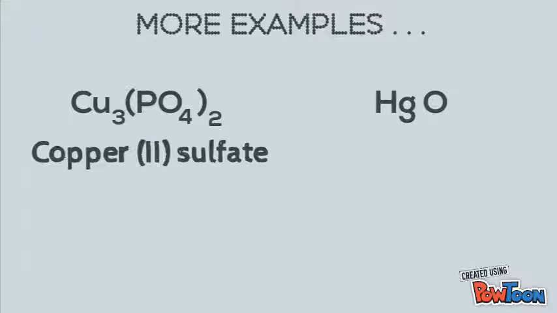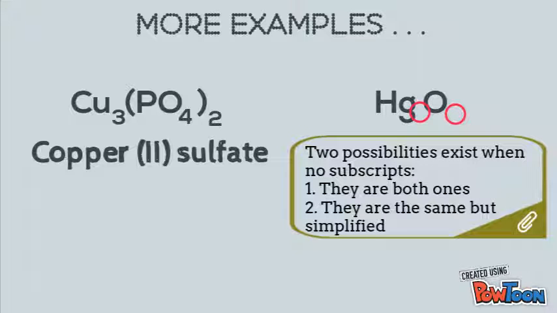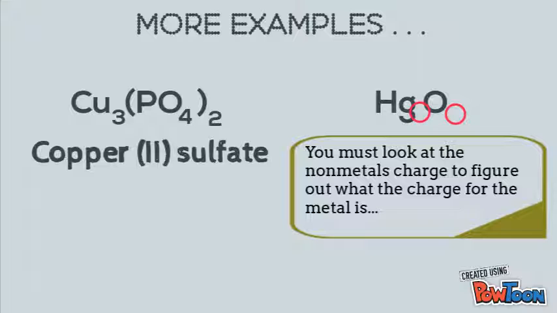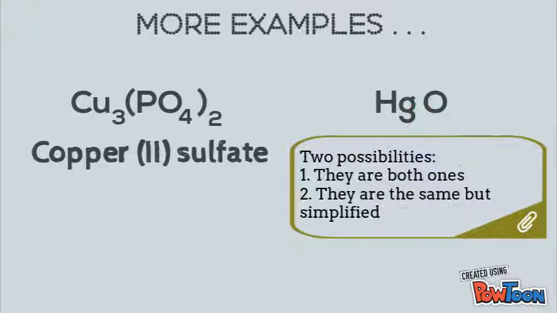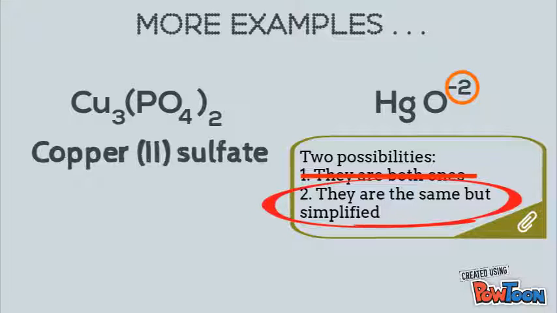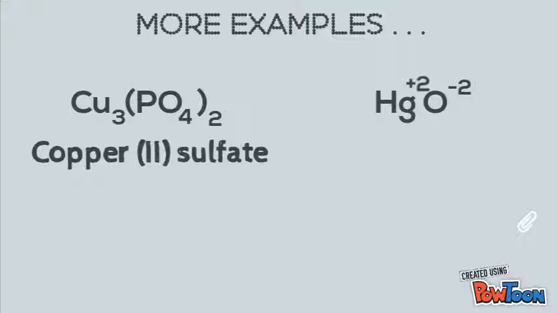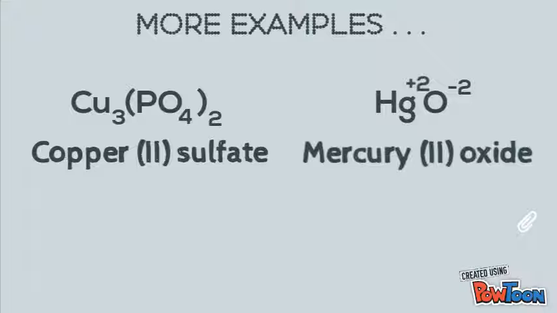Another example is HgO. Now, you're going to notice that there's nothing down there for subscripts. And when that happens, there's 2 possibilities. Either they're both 1s and we've gotten rid of them, or you have to look at the nonmetal charge to figure out what the charge for the metal is. The oxygen is a -2 charge. We know that the first possibility of them both being 1s is out. So they have to be the same, but they're simplified. So because we know oxygen is a -2 charge and they've been simplified, we know that mercury has to be a +2, so it's mercury 2 oxide.